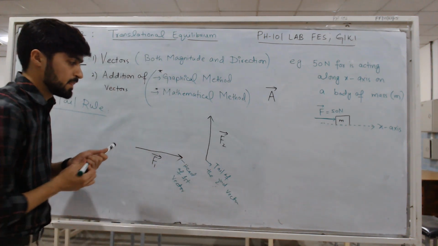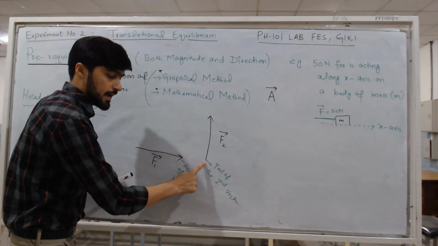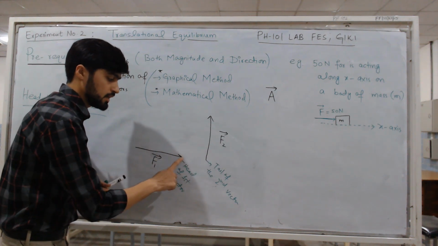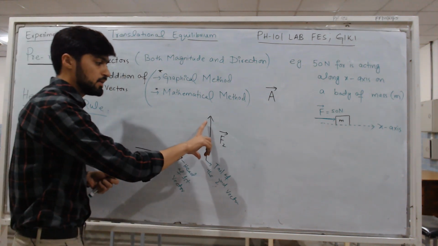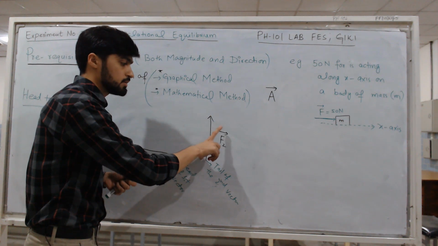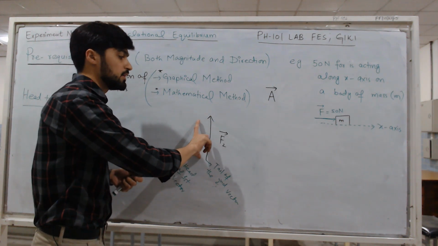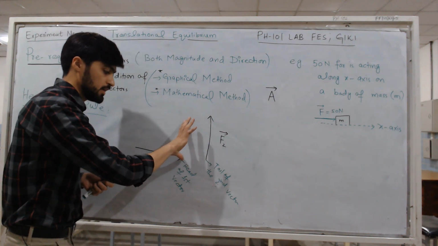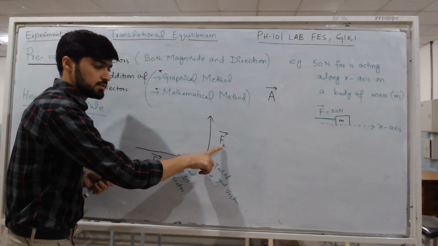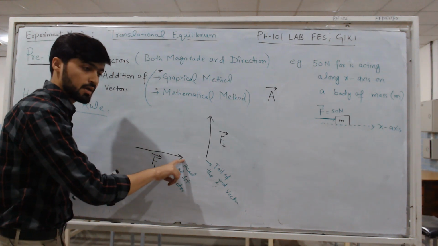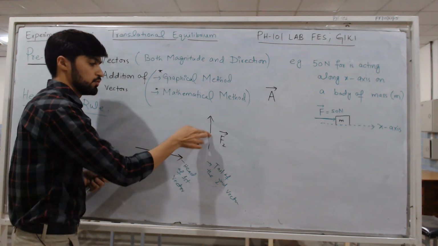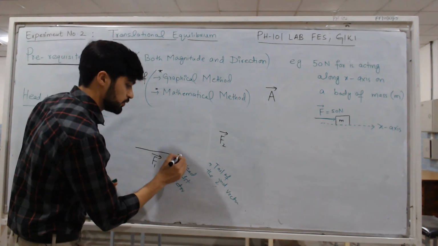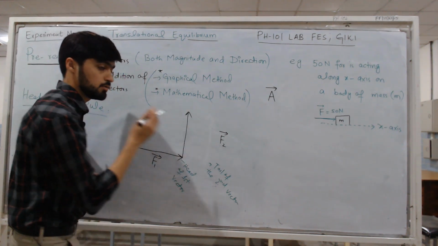So how to add them? We will put the tail of the second vector on the head of the first vector, and we will keep the vector as it is. We will not disturb its direction, we will not disturb its orientation. So we will take this vector and we will put it here. The tail of the second vector will be placed on the head of the first vector. So we will put this vector here, and the direction will be upwards. We will not disturb its direction.